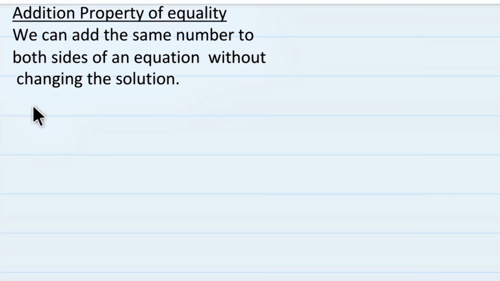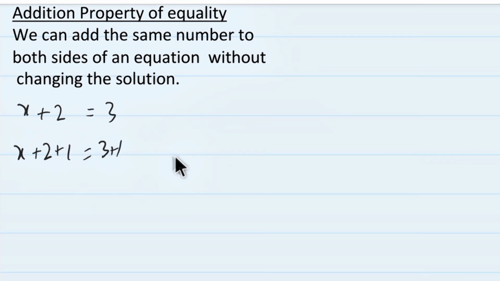Now, to solve the linear equation, we learn another very important property of equality, that is the addition property of equality. It says we can add the same number to both sides of an equation without changing the solution. For example, if we have an equation x plus 2 is equal to 3, and if we add, let us suppose, plus 1 or any number to both sides, it would not affect the solution.